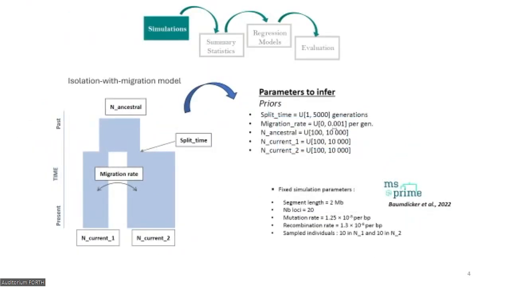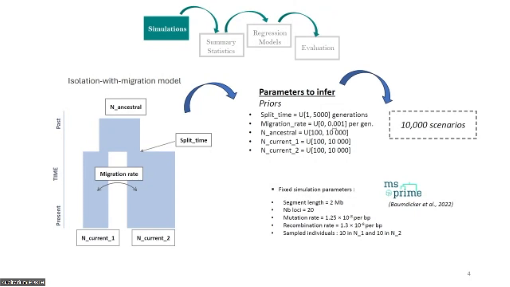So first, about simulations. We simulated genomic data of 10 individuals coming from a population 1 and 10 individuals coming from a population 2 that separated at a given moment in the past, coming from an ancestral population. So this is what we call an isolation with migration model. We simulated genomic data thanks to msprime. We simulated 20 loci of 2 megabases using average mutation and recombination rates for humans.